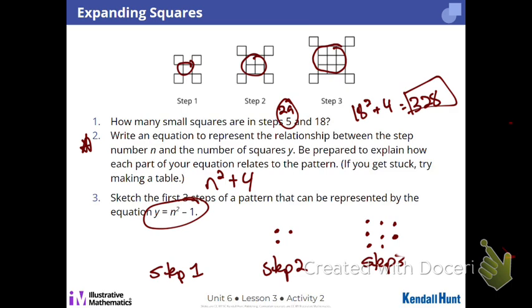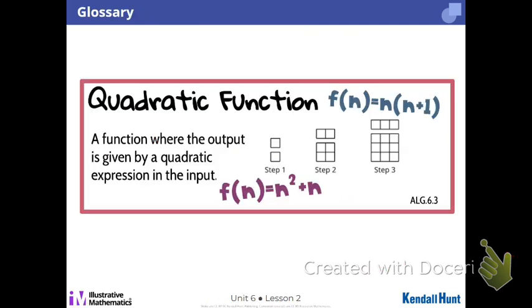Any questions about how we came up with those steps and how it translates? So, is this quadratic? Yes. It's got an n squared. We're going to be looking for squares, friends, okay? So as you get to your homework and you're looking at different patterns, what shape are we looking for? Squares. Because a quadratic function has something squared.